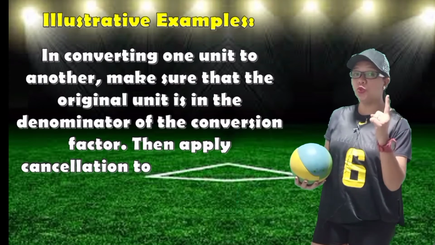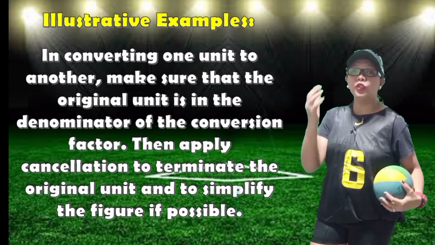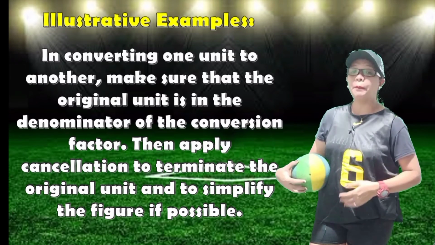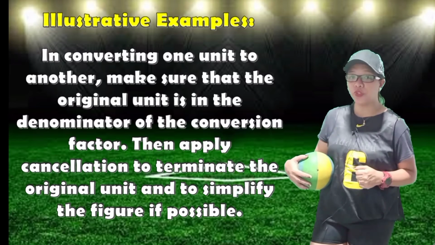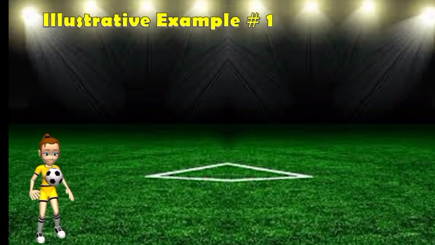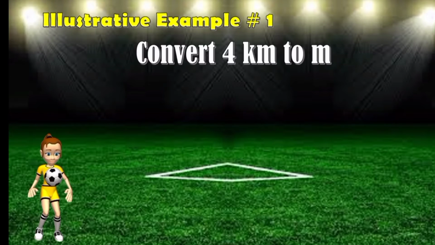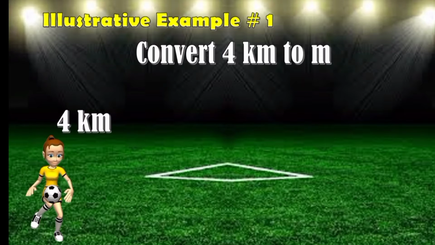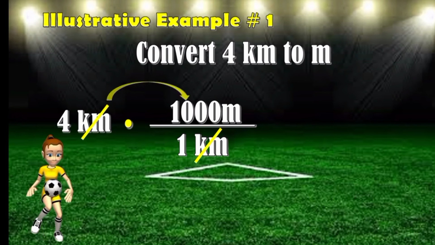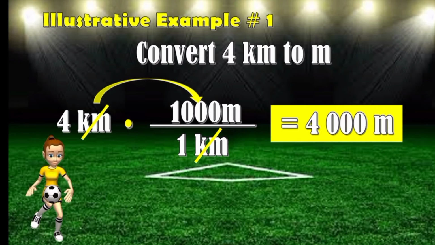In converting one unit to another, make sure that the original unit is in the denominator of the conversion factor. Then, apply cancellation to terminate the original unit and to simplify the figure if possible. Let's have example number 1. Convert 4 kilometers to meters. We have 4 kilometers multiplied by the factor 1000 meters over 1 kilometer. First, we can cancel out the common factor, which is kilometer. Then, we can multiply 4 by 1000 meters. Our final answer is 4000 meters.